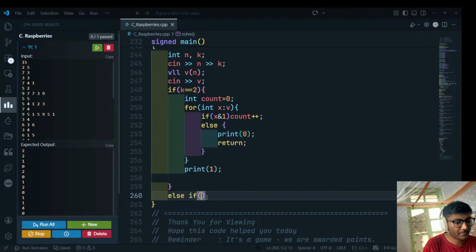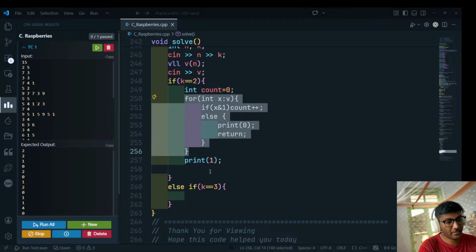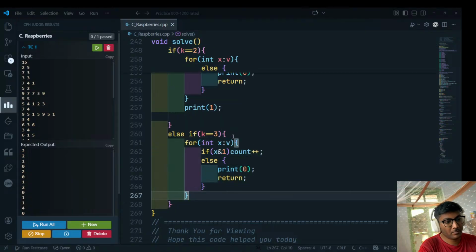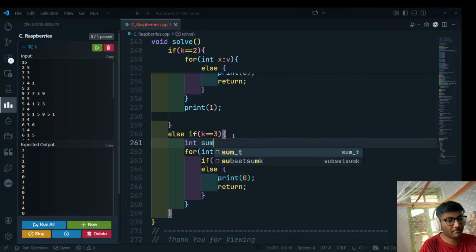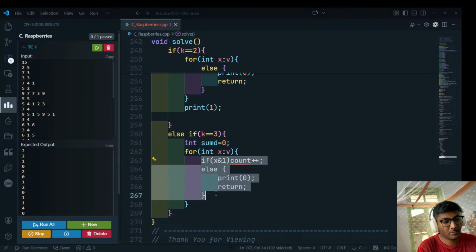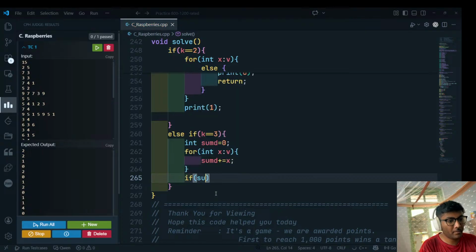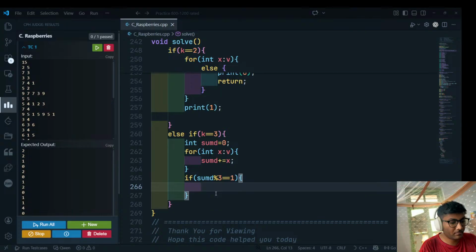Else, if k is 3, then I will just count the sum of digits. The sum is up to 10 to the power 6, so it will not be a problem. So maybe sum d. I will check if sum d modulo 3 equal to 1, then my answer is print 2 and return.